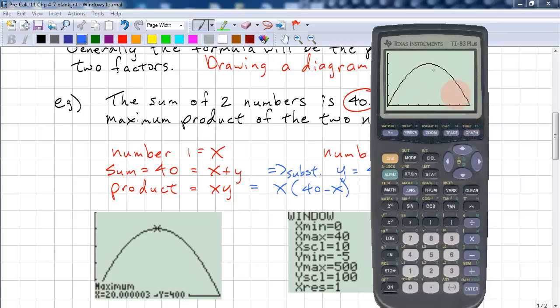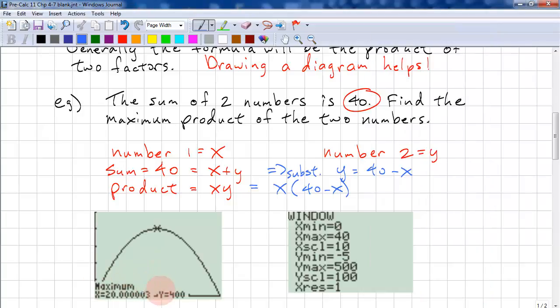We see the whole curve, we see a maximum, and we can go ahead and solve this. Second calc, 4 for maximum. Just stay to the left and to the right of the maximum, and our guess. So our answer is 20 for x, and our maximum is 400.